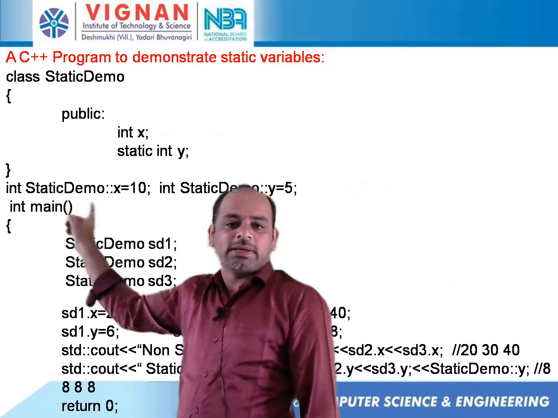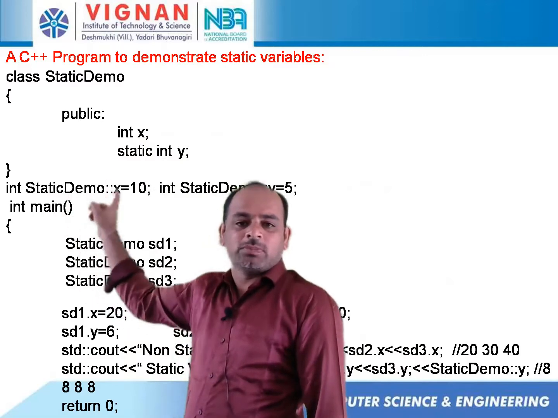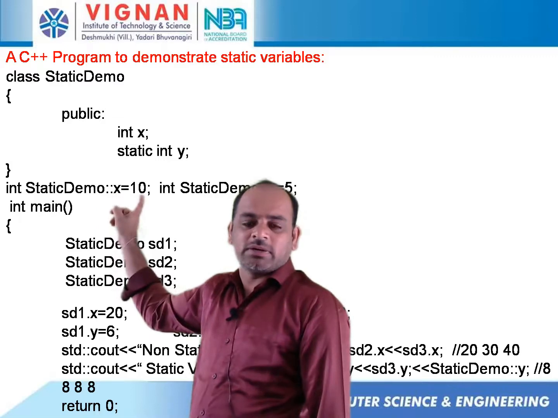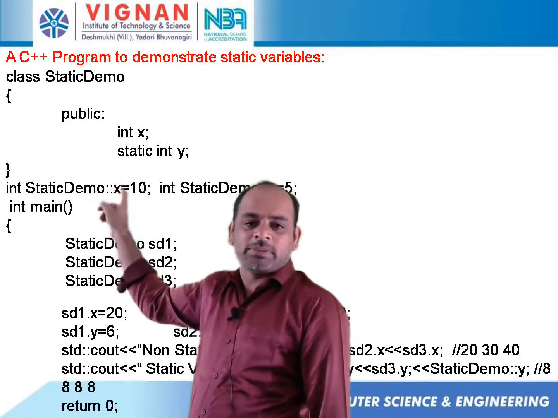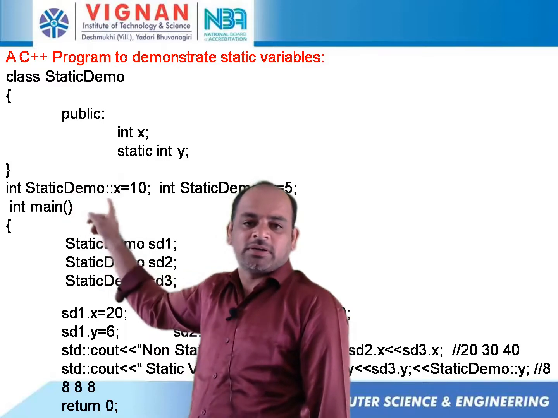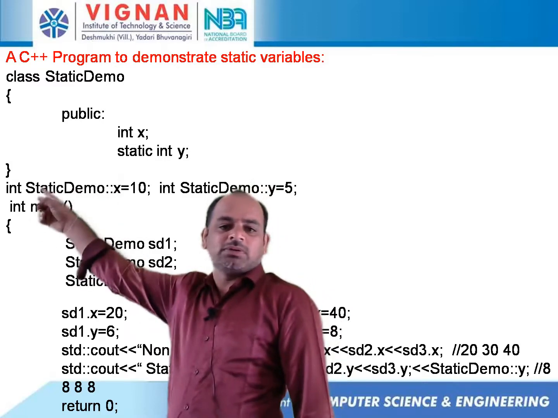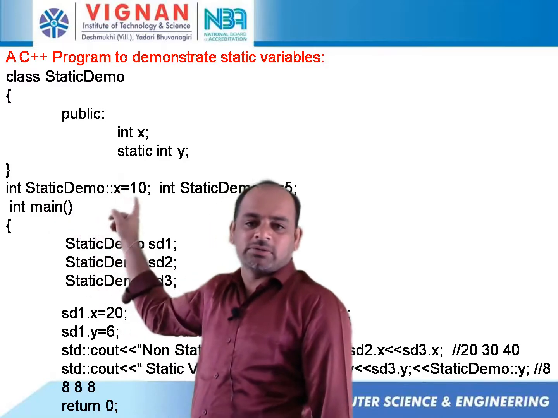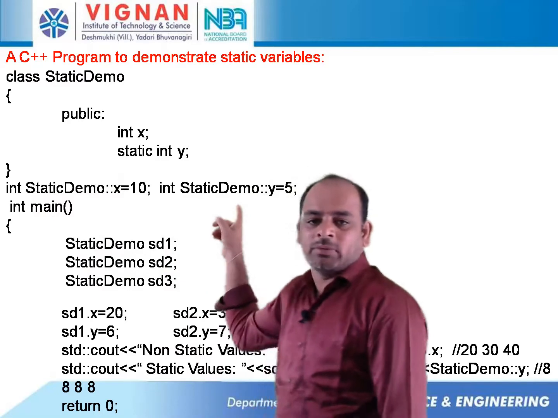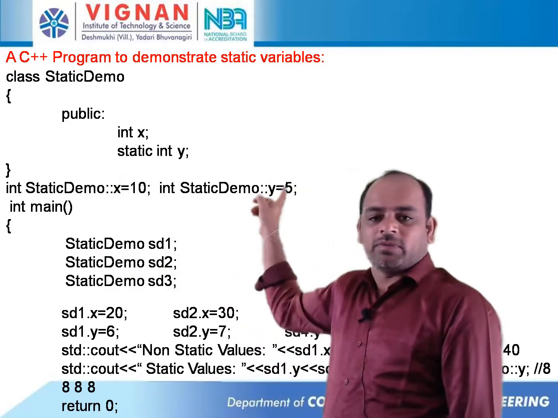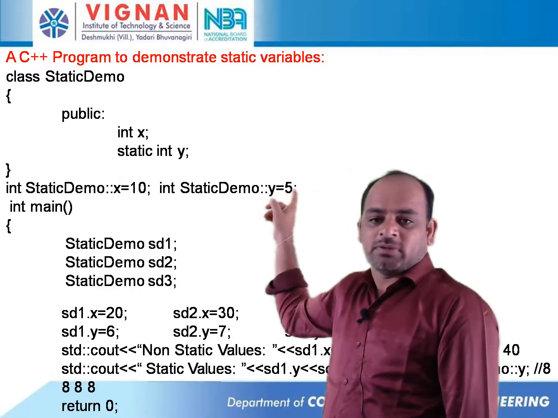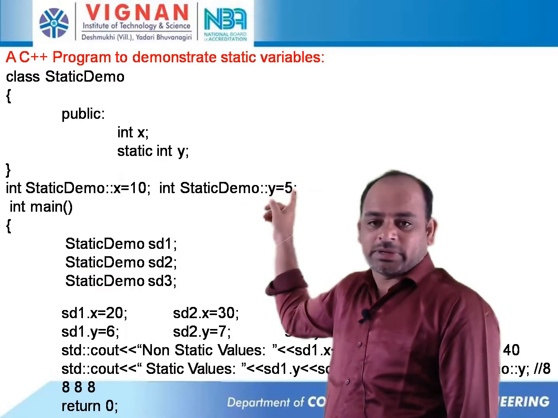In StaticDemo, this is the scope resolution operator, and it is x equal to 10. It says that the member x belongs to class StaticDemo, and its data type is int. That is, x equal to 10, which is valid. And here, StaticDemo and y is again a static variable, which is initialized to 5.